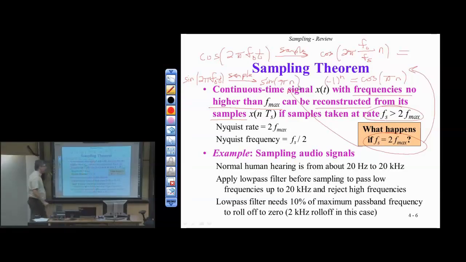I get sine pi n, 0. It doesn't make it through. So this is the one corner case, and that's why it's a greater than and not greater than or equal to, because there's this one signal that just doesn't get through.